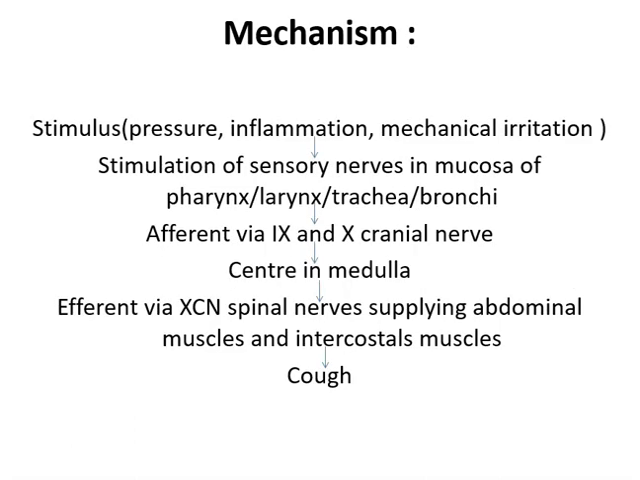And this is the pathway of the cough. There will be a stimulus in the form of pressure, inflammation, or mechanical irritation, which stimulates sensory nerves in the mucosa of the pharynx, larynx, trachea, and bronchi. An afferent impulse is sent via the ninth and 10th cranial nerves. There is a cough center in the medulla, which sends an efferent impulse via the 10th cranial nerve, supplying abdominal muscles and intercostal muscles. Then there is a cough reflex.